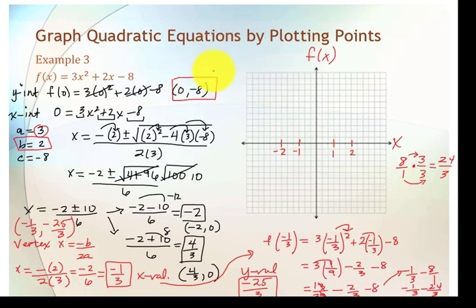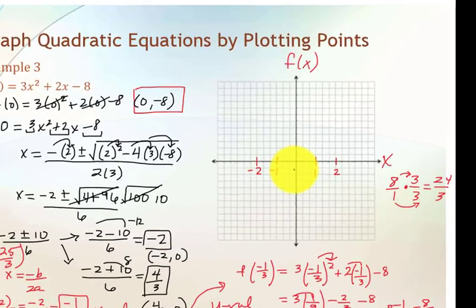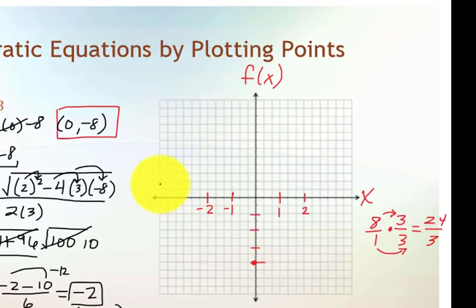So now I'm going to go back and find the ordered pairs to plot now that we have our scale. Our y-intercept is 0, negative 8. There's 0, negative 8. We have 2 different x-intercepts. One of them is negative 2, 0. So there's negative 2, 0. The other one is 4/3, 0. So remember, 4/3 was 1 and 1/3. So it's easy to plot now that our scale is counting by thirds.